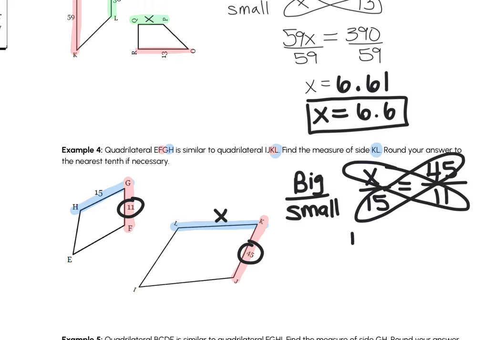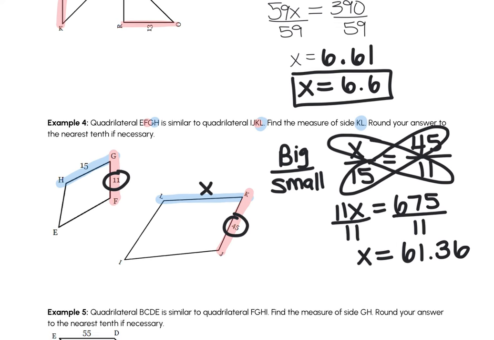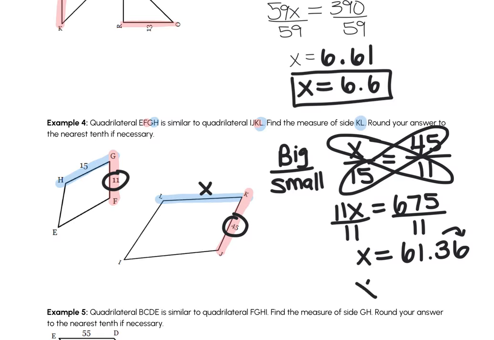X times 11 is 11x. And then 45 times 15 is 675. And then I'm going to divide to get my answer. And I get x equals 61.36. And again, it says round your answer to the nearest tenth. Tenth is 1 position, so we look next door. The 6 is going to bump the 3 up to a 4. So x equals 61.4.